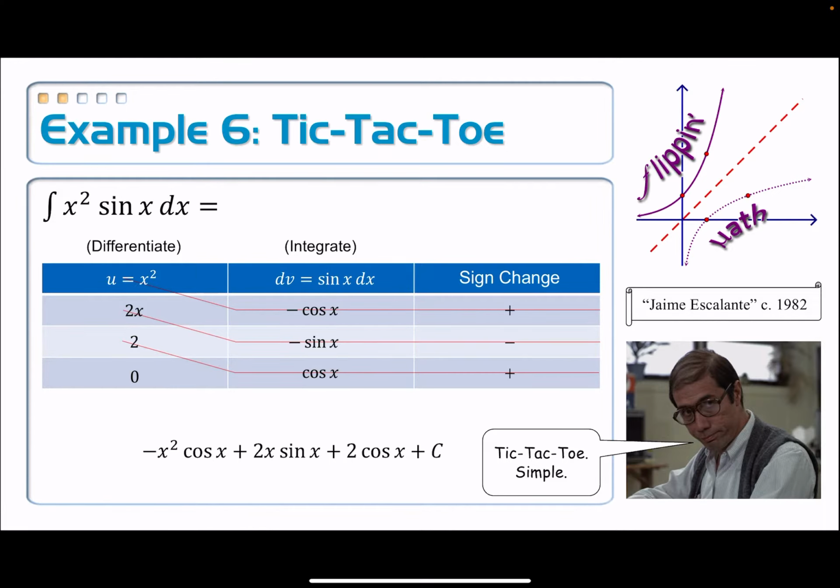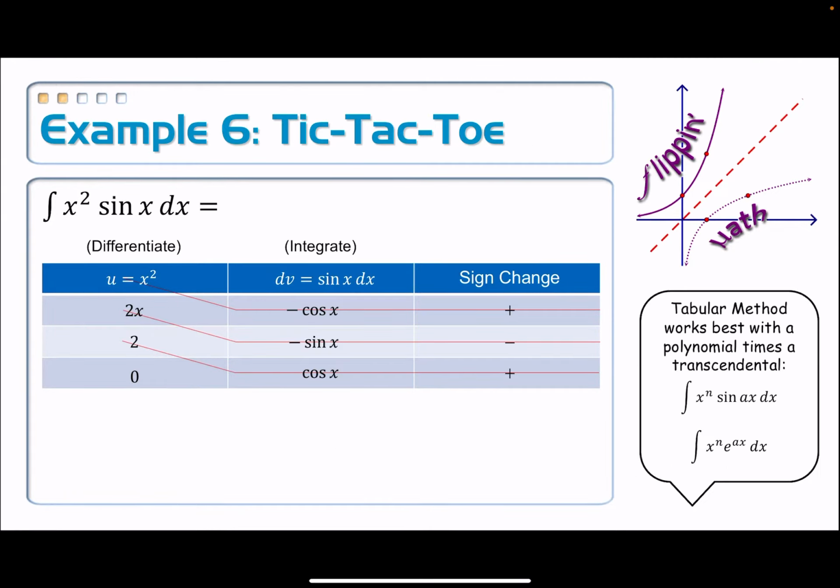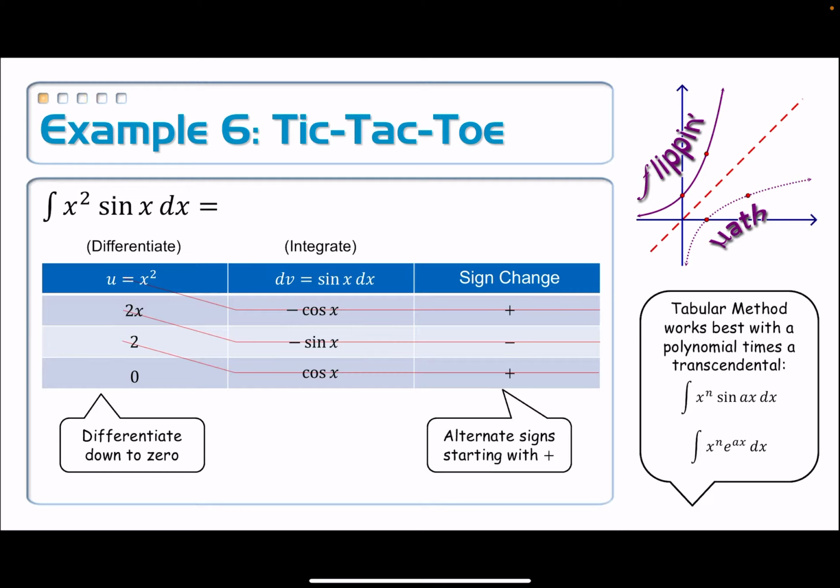So this tic-tac-toe method actually has a name. It's not called the tic-tac-toe method. It's called the tabular method, and it works best when you have a polynomial function, like x to some power, multiplied times a transcendental function. It happens when you have to use integration by parts multiple times, and one of these derivatives, the polynomial one, should go down to 0. So the technique is you differentiate your u function until you get down to 0, and that's as big as your tic-tac-toe table is going to be. Then you integrate the next column until you reach that 0 row. And over here, you want to alternate your signs beginning with positive.